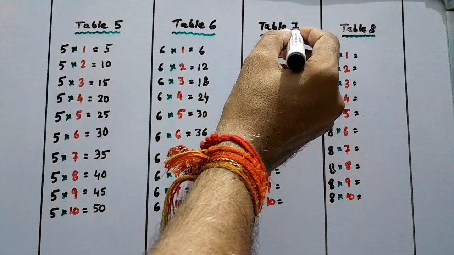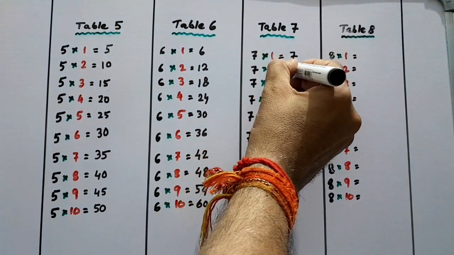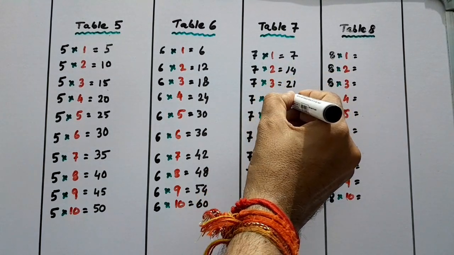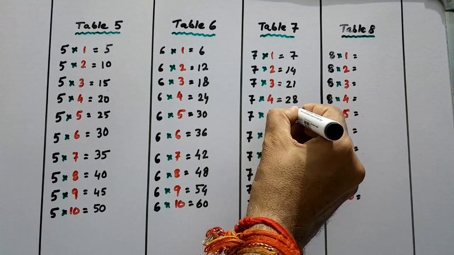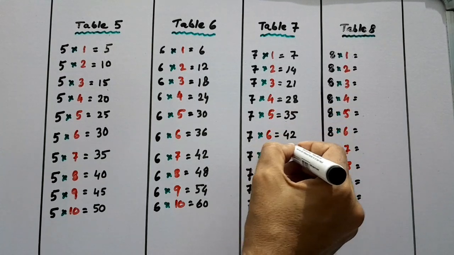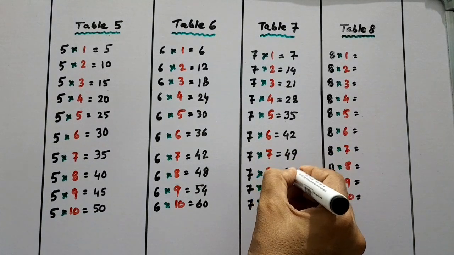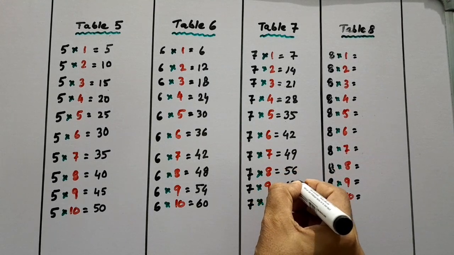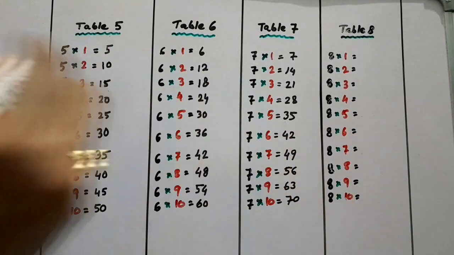Now we'll write table 7. 7 ones are 7, 7 twos are 14, 7 threes are 21, 7 fours are 28, 7 fives are 35, 7 sixes are 42, 7 sevens are 49, 7 eights are 56, 7 nines are 63, 7 tens are 70. So this is table 7.